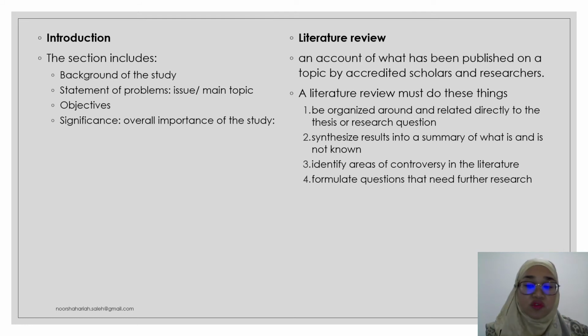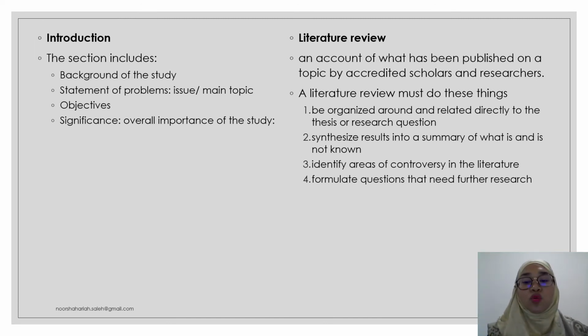Three, identify areas of controversy in the literature. What topics should be highlighted, or what topics are very common, so you can avoid that part and go for something new or fresh. Because when it comes to research or writing an article, we usually want to focus on things that have not been explored yet or not much explored.